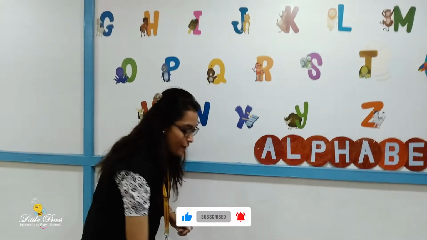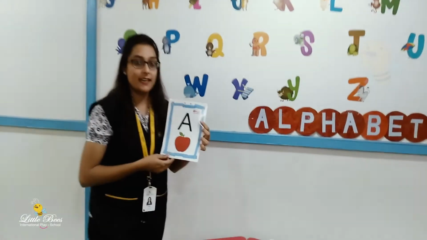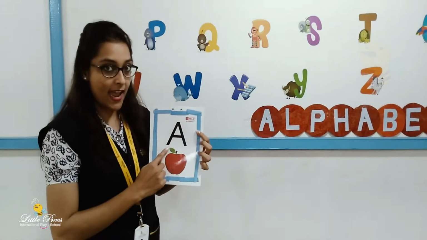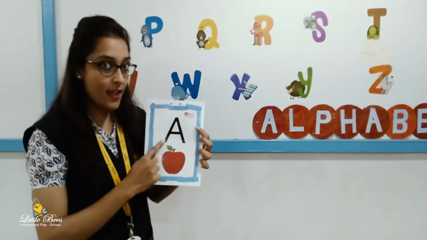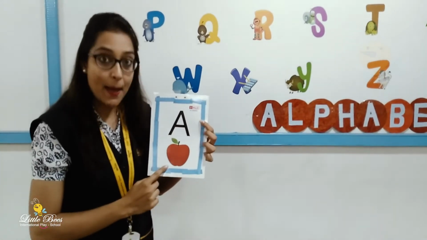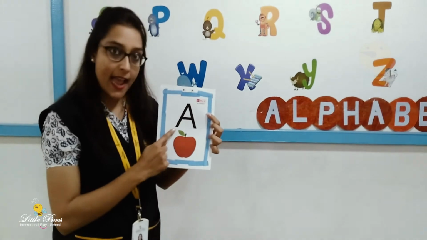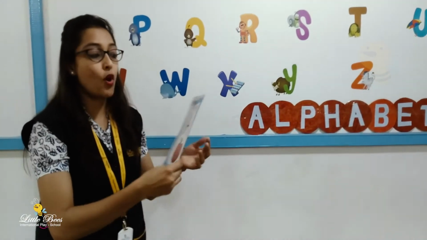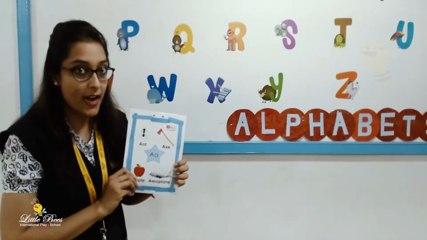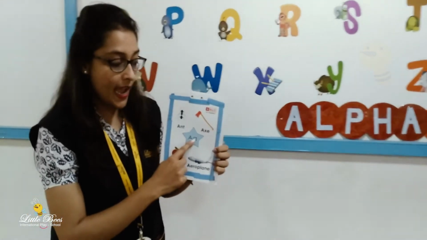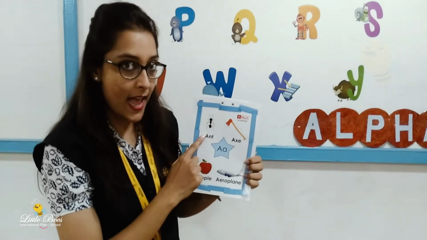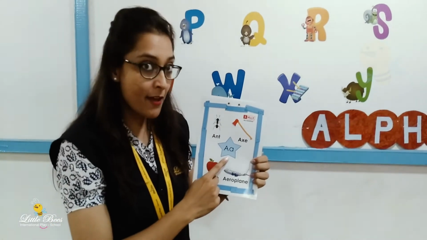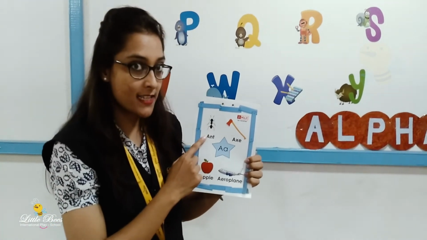So here is the flashcard with letter A. A for apple. A for apple. And what are the other pictures for A? A for ant. A for ant.